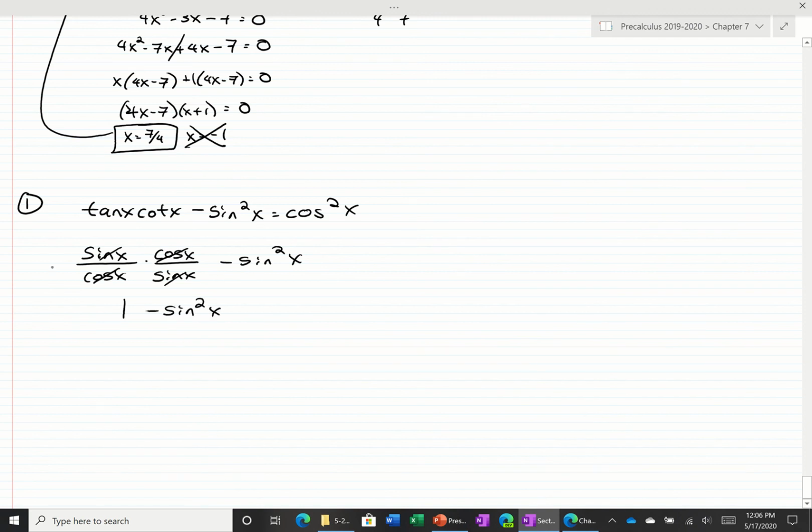And 1 minus sine squared of x, we've seen this quite a few times. Sine squared plus cosine squared is 1. So if you bring the sine squared over, you get cosine squared, which is what we wanted.